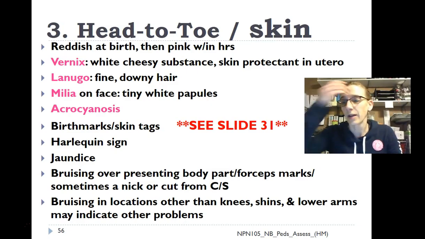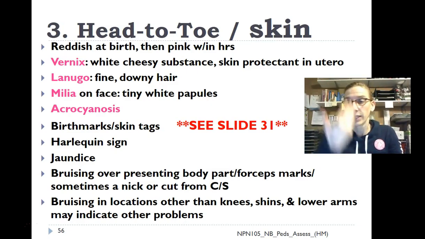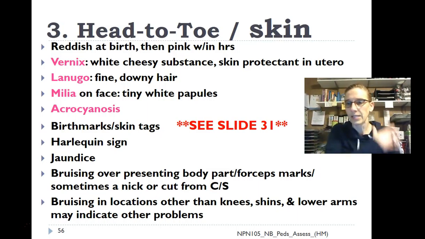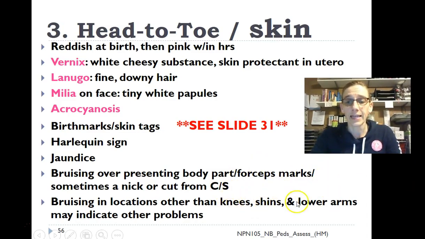Harlequin sign. This is where when the infant cries and gets really upset, literally you can see right straight through the midline, one side of the body turns red and the other side turns very pale. Jaundice, a yellowing of the skin, bruising over the presenting body part, forceps marks, sometimes a nick or cut from the C-section. All these things have to be documented. Bruising in locations other than knees, shins, lower arms, like we talked about before, bony prominences, needs to be looked at a little bit further. Any bruising other than these particular bony prominences, we're really concerned with abuse. Okay.